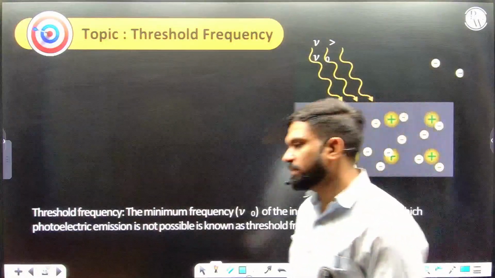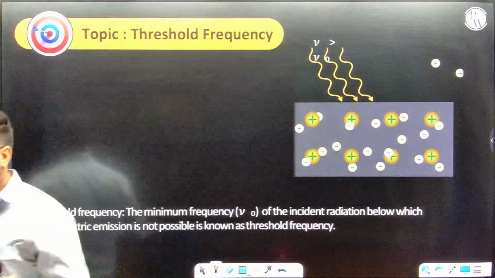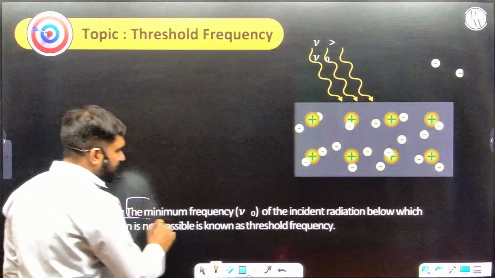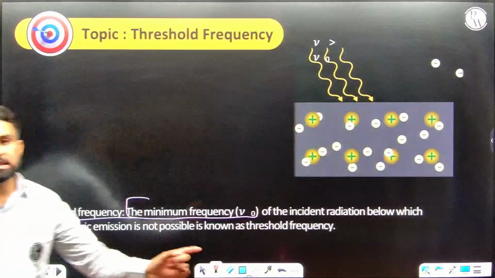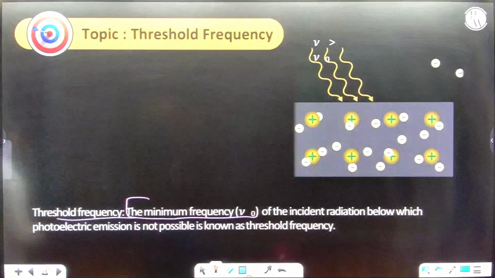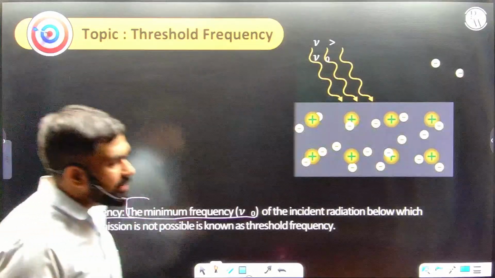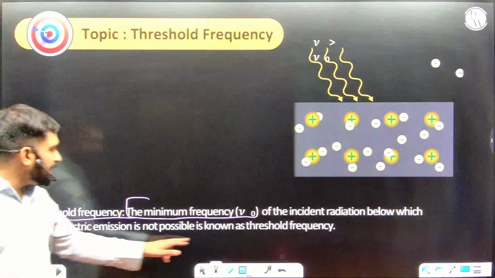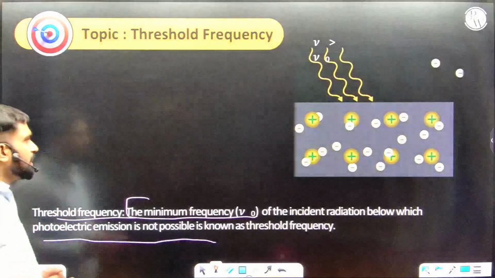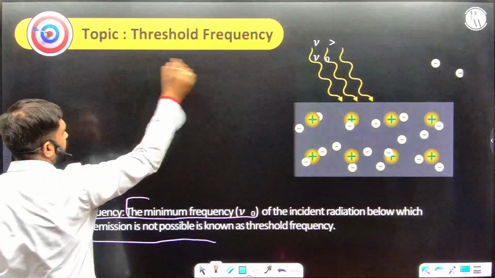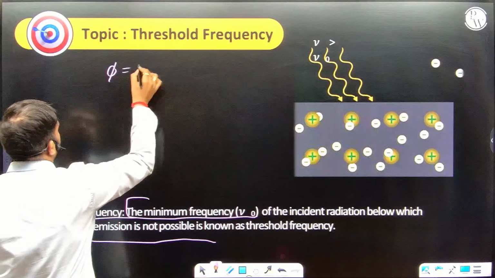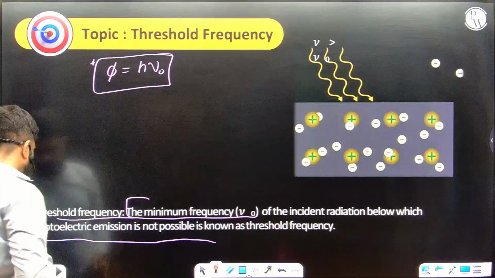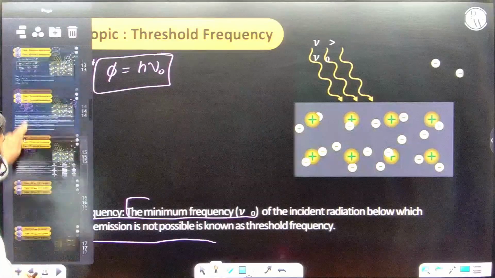Now what is threshold frequency? If the wavelength was maximum, this time the frequency has to be minimum. So threshold frequency is the minimum frequency with which incident radiation can produce photoelectric emission. It possesses minimum energy corresponding to the minimum frequency. Below that frequency, there won't be any photoelectric emission. Okay? So the same concept I'll apply, exact same thing. So I'll write phi as h nu naught, where nu naught is the threshold frequency. Alright, let's move on further.